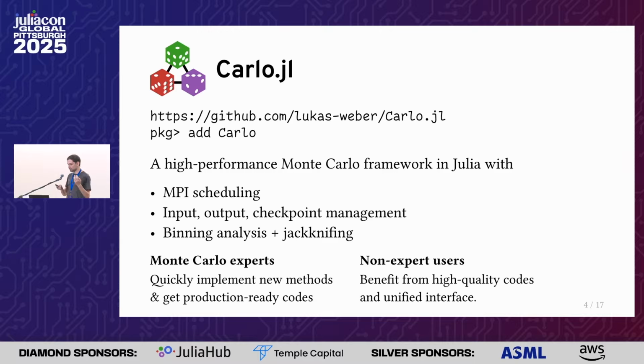And then what it does is binning, analysis, and jackknifing, which are the techniques that we use for the statistical processing to get our results from the sampling. And for Monte Carlo experts, the idea is that they can focus on the fun part, quickly develop a new method, and then get all of these bookkeeping things for free, to get basically a production-ready code out of it.